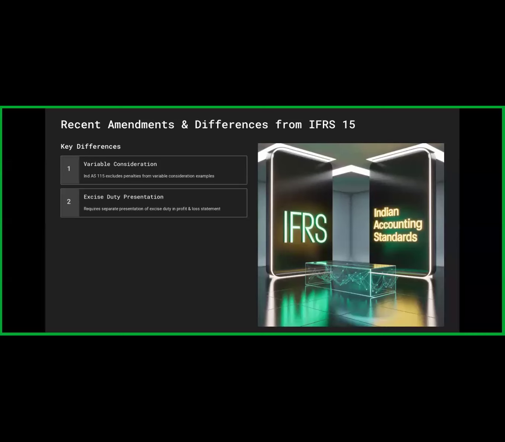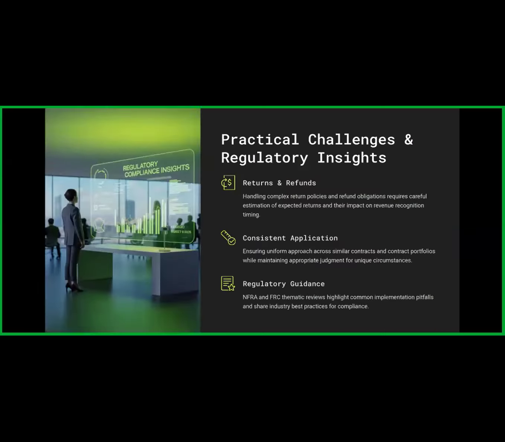In IFRS 15, the excise duty is entered within the same statement of profit and loss account. But as per Indian Accounting Standard 115, we require separate presentation, or a separate entry, of the excise duty in the profit and loss statement. And Indian AS 115 excludes the penalties.